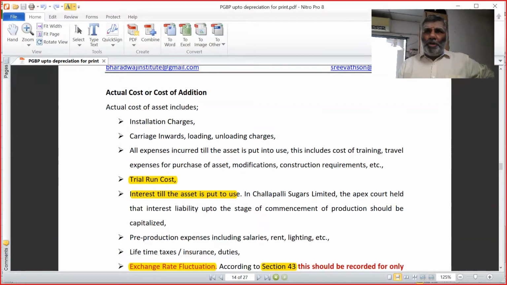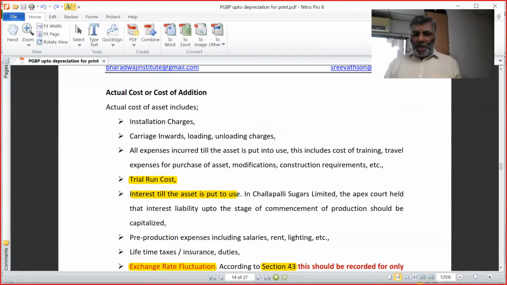Then we walked into section 30 to 37, that is expenses expressly allowed. We saw section 30, expenses in relation to building, 31, plant, machinery and furniture, and 32, the long travel depreciation.